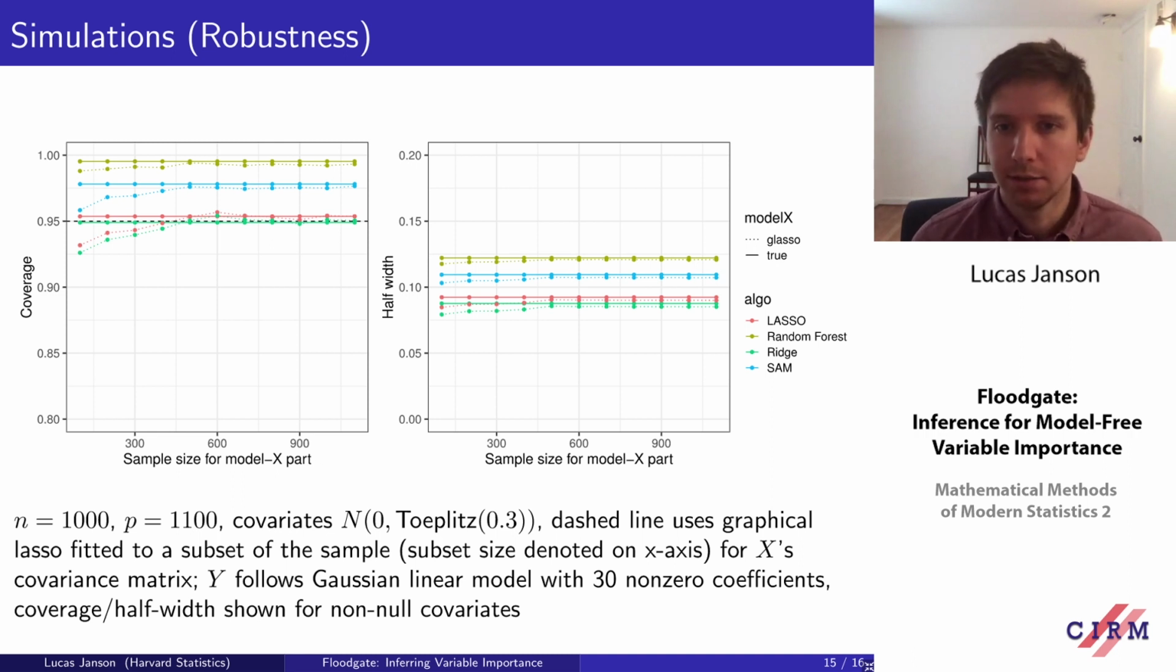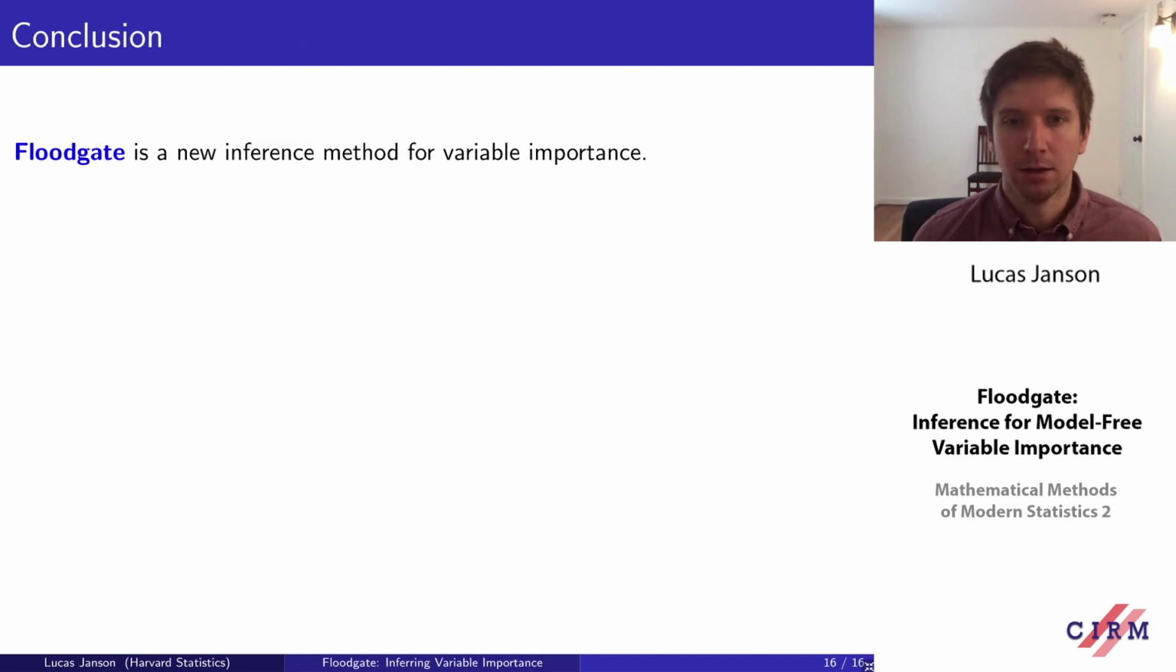And yet we see pretty impressive robustness in that there's very little change, even when we use as few as 100 samples. Remember, this is an 1100 dimensional distribution, and to estimate that covariance matrix with as few as 100 samples, that estimator is going to be quite bad. However, Floodgate's inference is quite robust. The half width barely changes. The coverage dips down a little bit, but we're talking a couple of percent, so it's really not a problem.